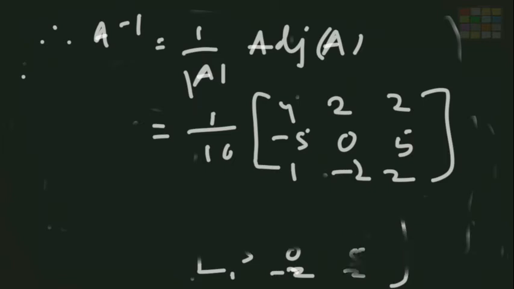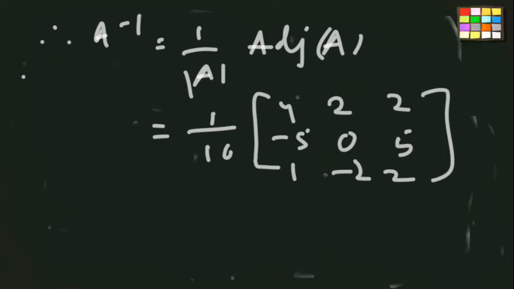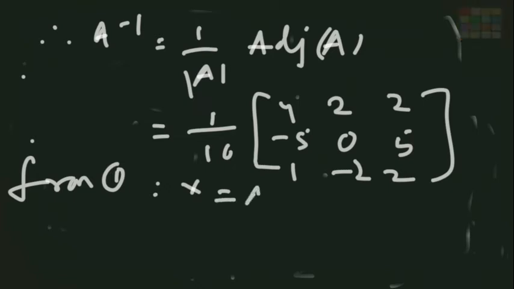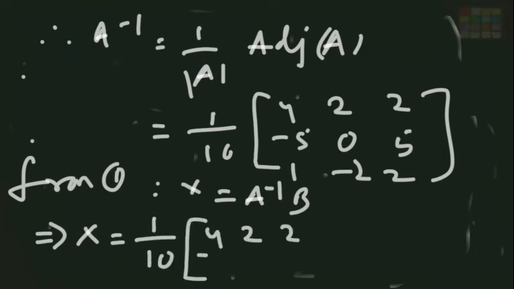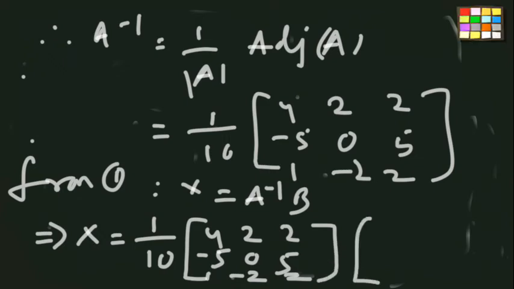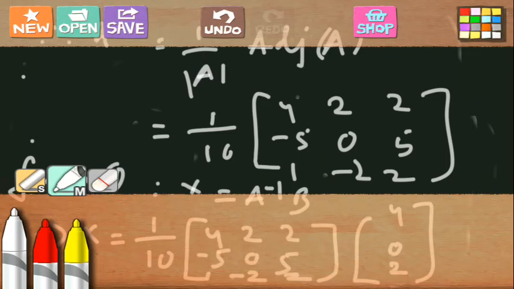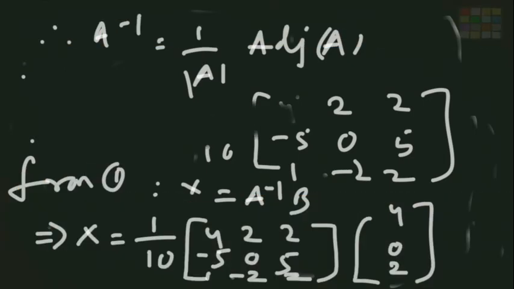After getting A inverse, our job is to go to equation 1, right? From equation 1, our X was A inverse multiplied by B, and you put the value. X equals, in place of A inverse, I wrote like this: 4, 2, 2, minus 5, 0, 5, 1, minus 2 and 2. Clear? Multiplied by your B, which is nothing but 4, 0 and 2. Clear? Now let me multiply the entire thing. Please see.